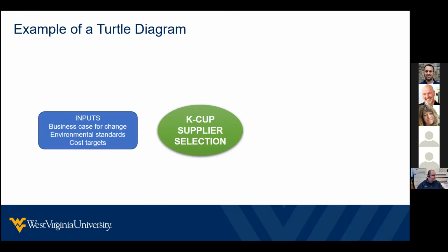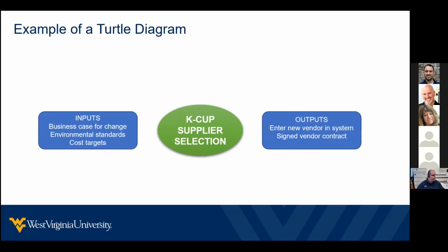For inputs, we'll need a solid business case for making a supplier change, because there's always an internal cost and adjustment period for supplier changes. We'll also need cost targets to set parameters and the most important environmental standards, since this is our main concern. For outputs, we'll need to have a new supplier entered into our system for ordering and payment purposes, and a signed contract in place with the new supplier.